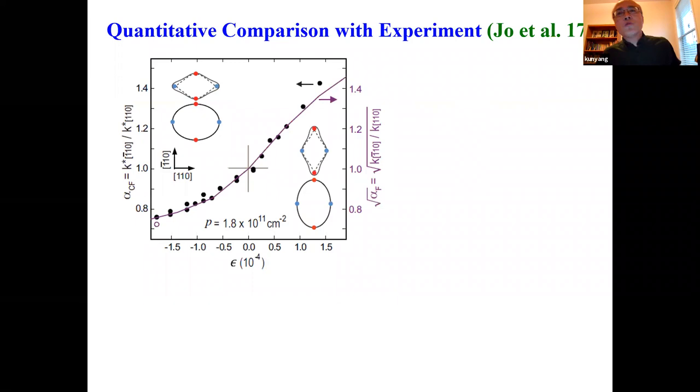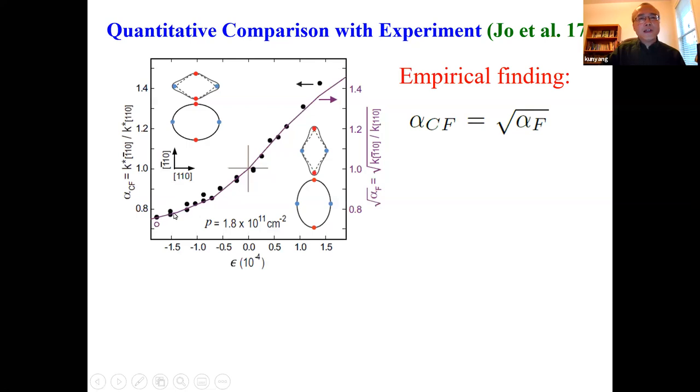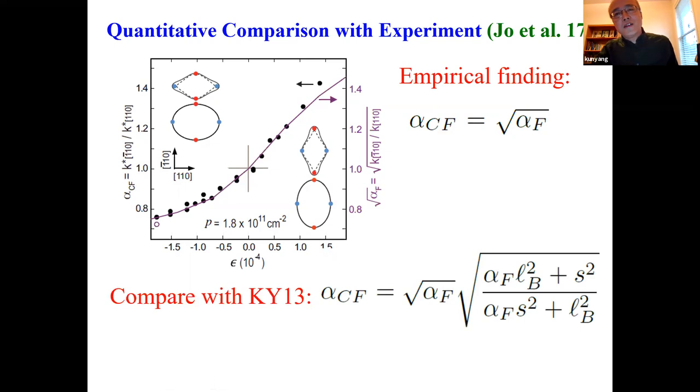But now let's try to be a little bit more quantitative. Partially motivated by the theoretical progress, in a later experiment, by the same group, they studied more quantitatively the relation between the composite fermion anisotropy and the electron anisotropy, which they can control more easily by applying strain. And they found empirically that there is a very simple relation between them: the composite fermion anisotropy is almost exactly equal to the square root of the original electron anisotropy. So they tried to understand their finding using this early result that I just presented.